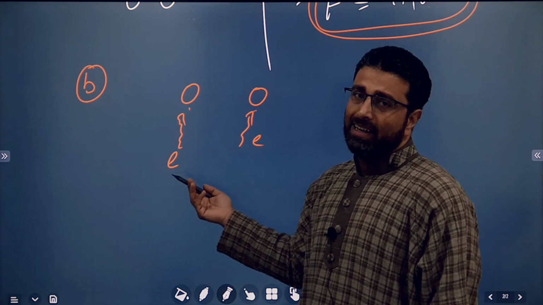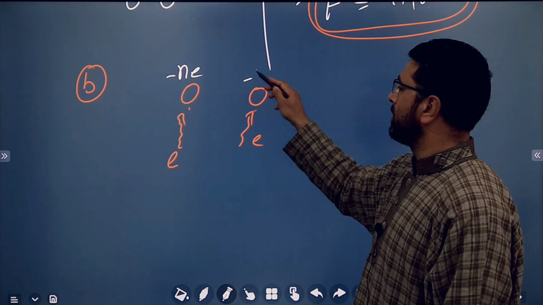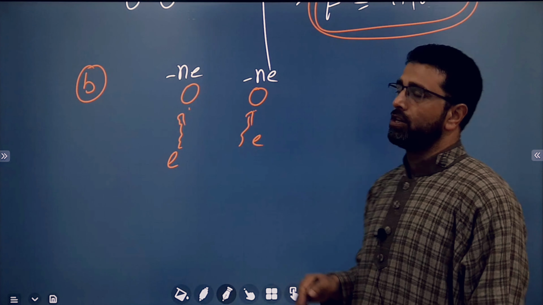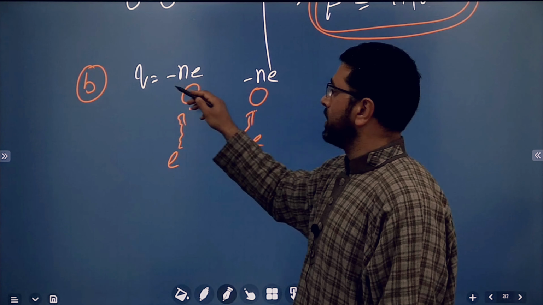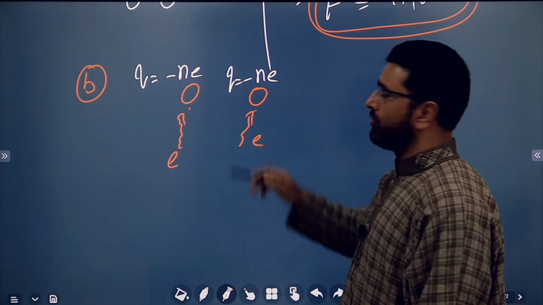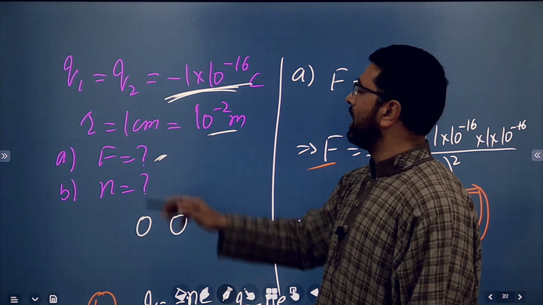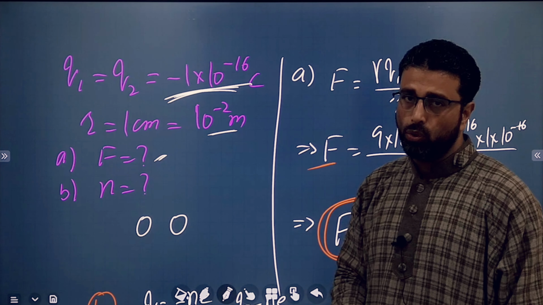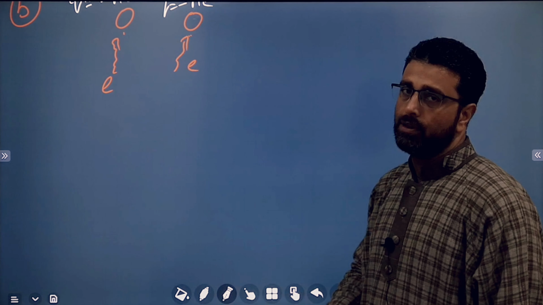If you supply n electrons to it, it will have a charge of minus Ne. Same goes here. If you supply n electrons to this drop, it will have a charge of minus Ne. And that charge is given to you: Q is equal to minus Ne for both the drops, and that charge is -1 into 10 to the power minus 16 Coulomb. You just have to find N.